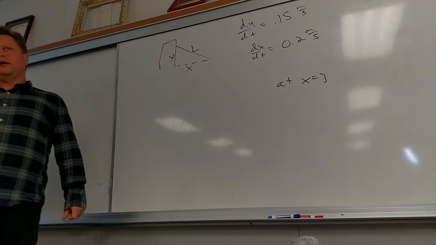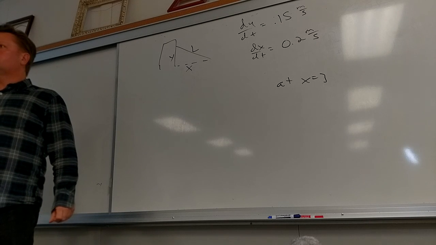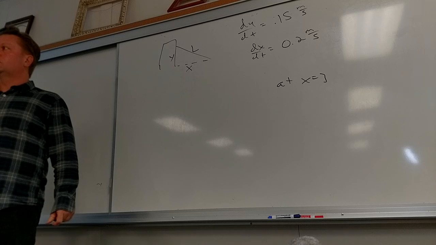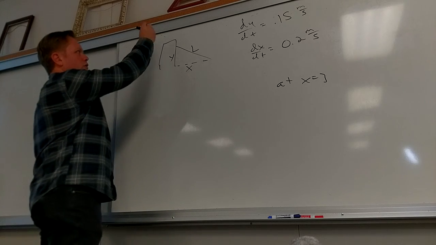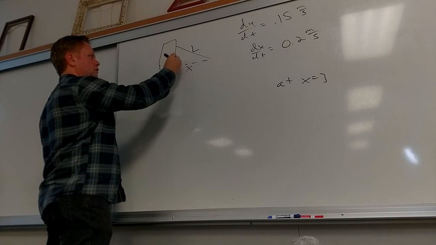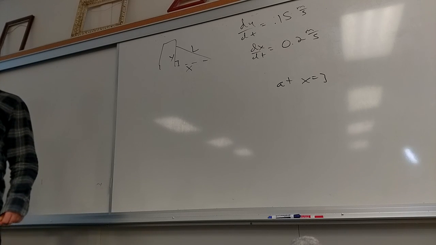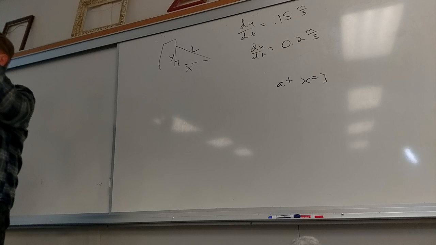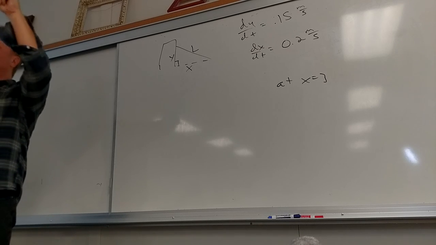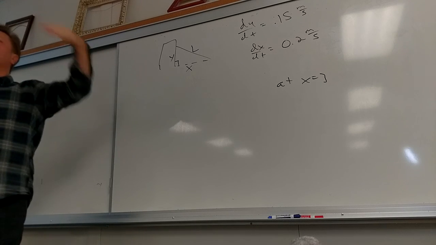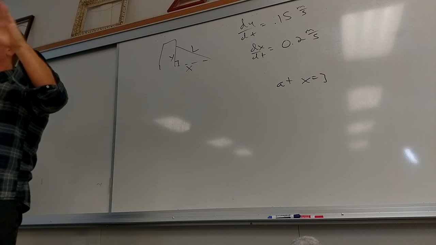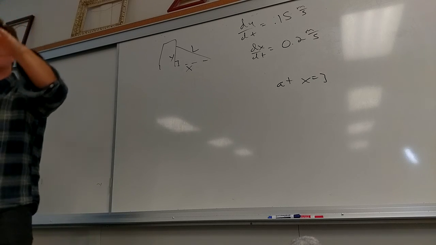So what relationship am I going to use? My poor building looks a bit rough, but that's a right angle, right? So what relationship am I going to use that relates all the variables? I want to write an equation that relates all the variables, because then when I take a derivative, I get an equation that relates all the rates.